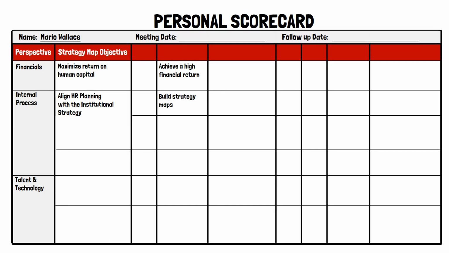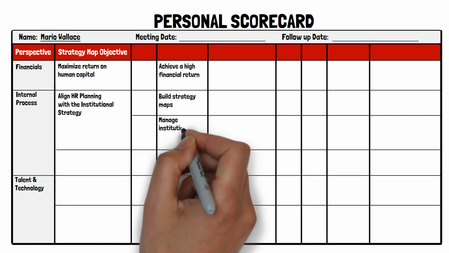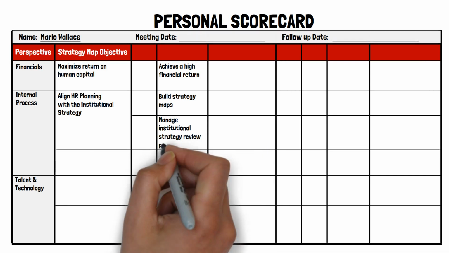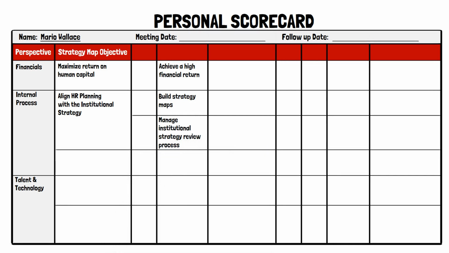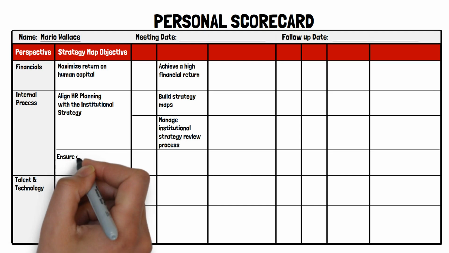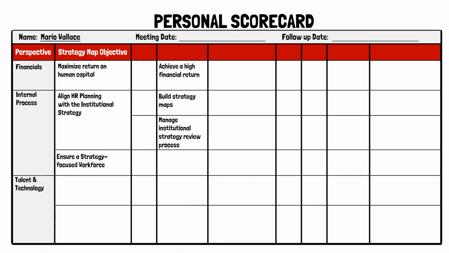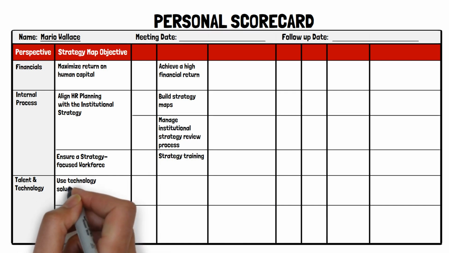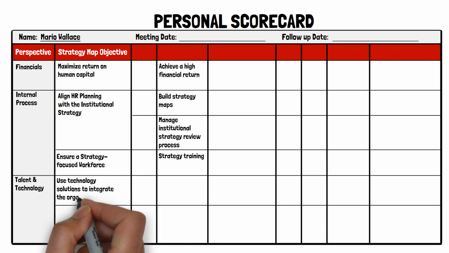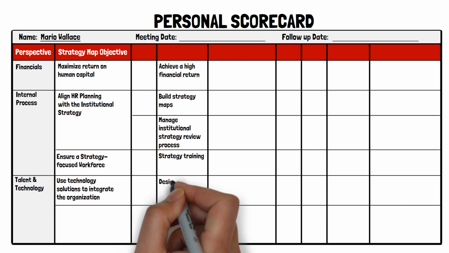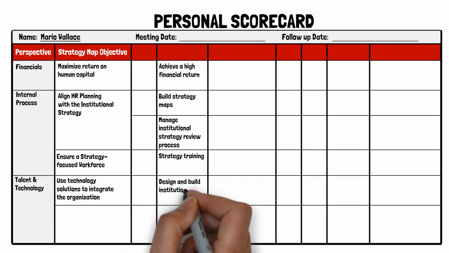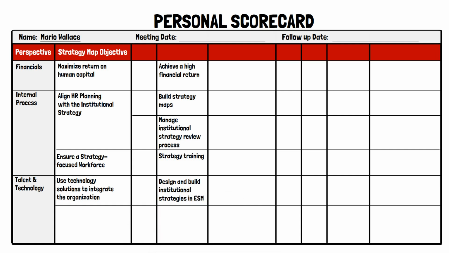The third personal objective supports the same objective above but in a different way. The personal objective is to manage the institutional review process as the strategy is rolled out across the organization. The fourth organization objective is to ensure a strategy-focused workforce. The personal objective is to conduct strategic training, and the measure is the number of strategy training and engagements. The fifth organization objective is to use technology solutions to integrate the organization. The personal objective is to design and build the strategy into the executive strategy management platform.